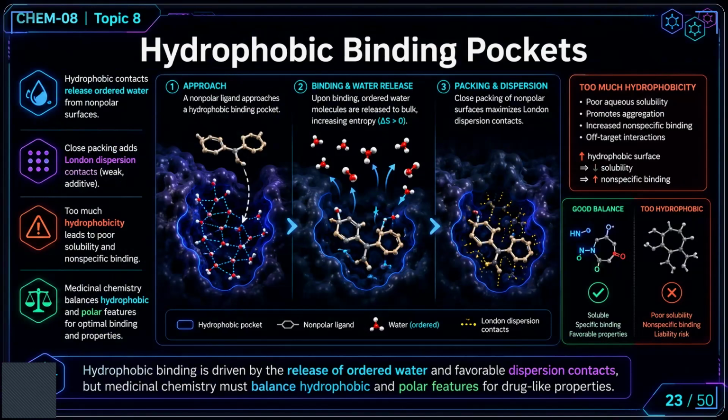Hydrophobic binding is driven by the release of ordered water and favorable dispersion contacts, and you have to balance hydrophobic and polar features in drug-like properties. So shape and chemistry play an important role. Oftentimes, they will create a number of molecular libraries that may fit a catalytic site, but only one of them fits perfectly and is selective enough. And again, you also have to assess side effects.